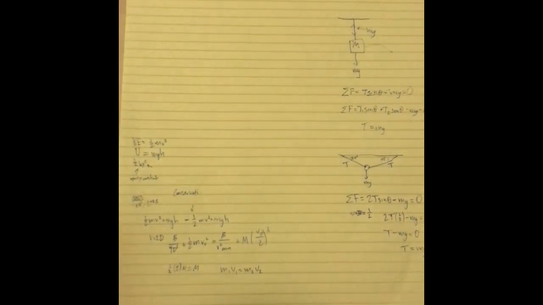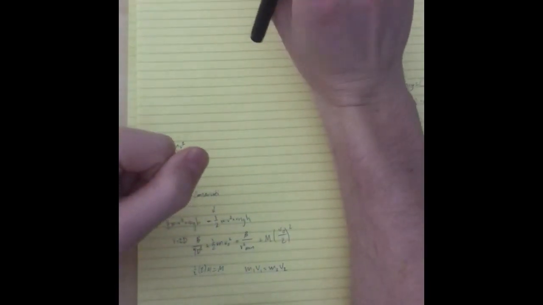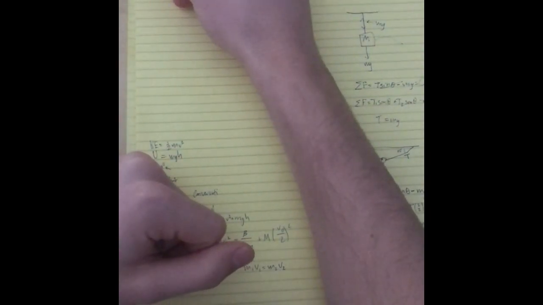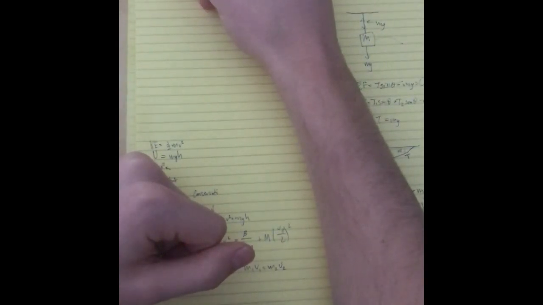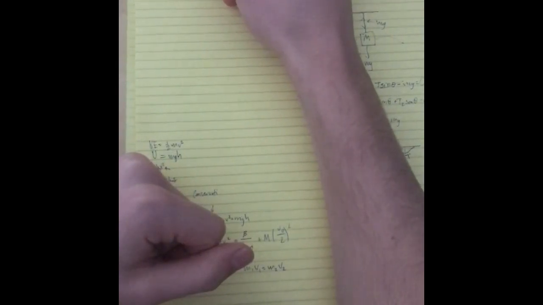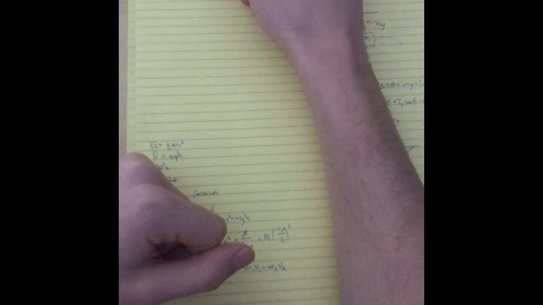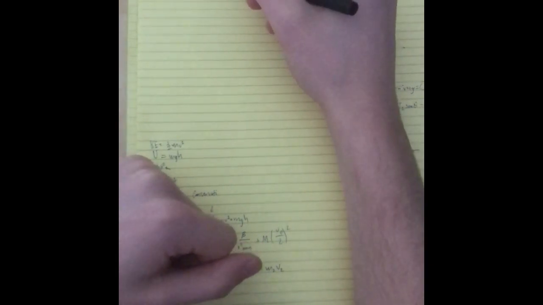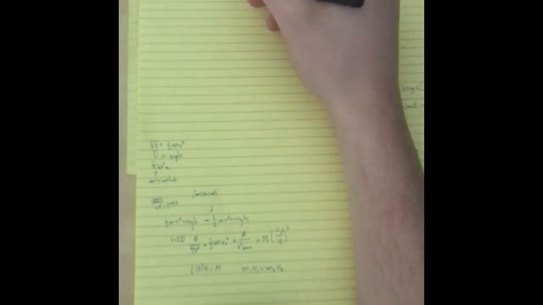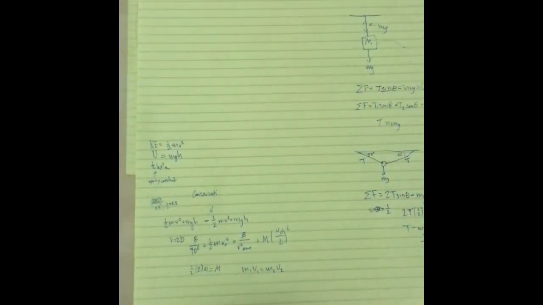So we'll start out with something you should write down and know. Hooke's law: the force of a spring equals negative kx, where x is the displacement of the spring and k is the spring constant. So that's just something you should write down real quick.